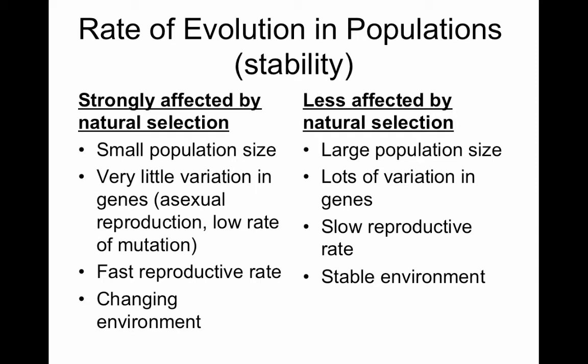For example, if you're looking at organisms that are asexual and reproduce at a very quick rate like bacteria, those organisms are going to be able to evolve over the rate of even just 25 to 40 years. Like we looked at in the antibiotic resistance lab, the bacteria was able to evolve and create a resistance to antibiotics very quickly because it had a fast reproductive rate and a changing environment.